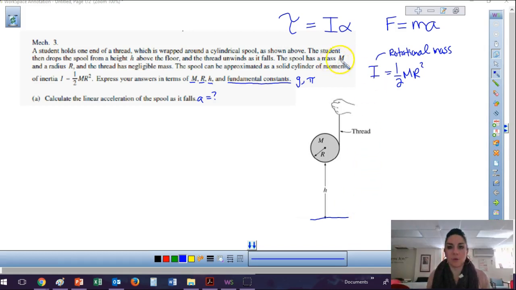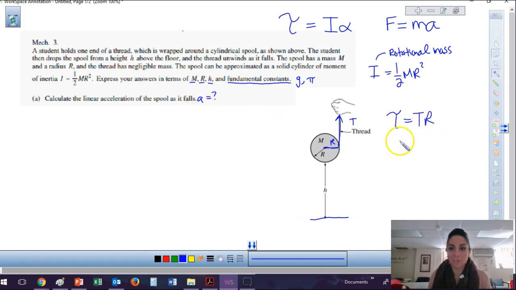So then it comes down to, all right, what can I use? If you notice here, I can think about this as a torque. This thread right here, I'm going to call T for tension, and this is R right here. Notice that the tension is applied at the edge of the circle, which means, by definition, that's our torque. So we have a torque on this of TR. But as you can see, this is still not helpful because we need a. What we know about T is that we can relate it to torque.